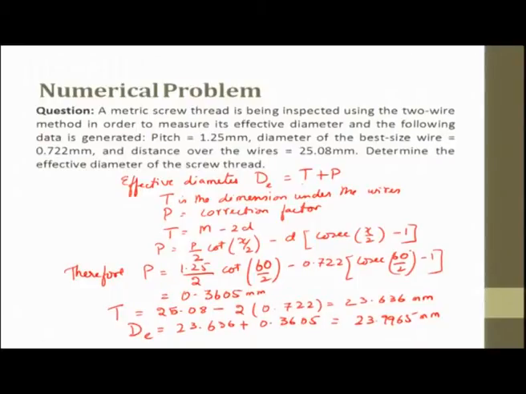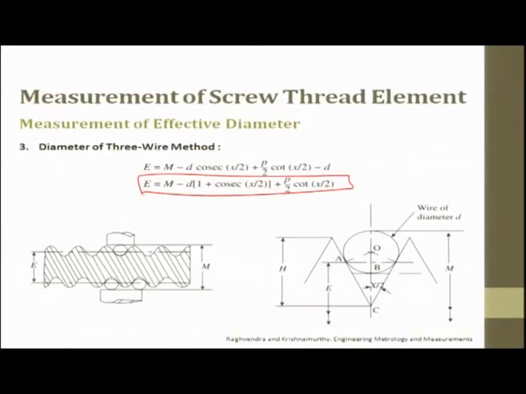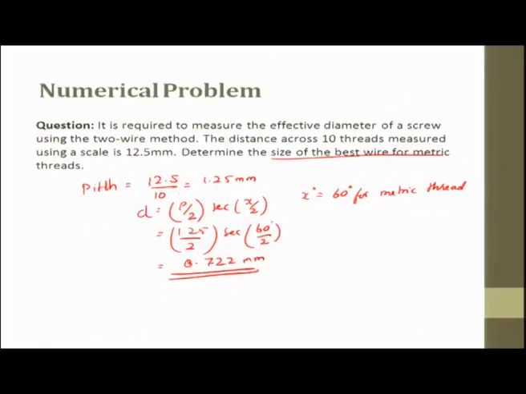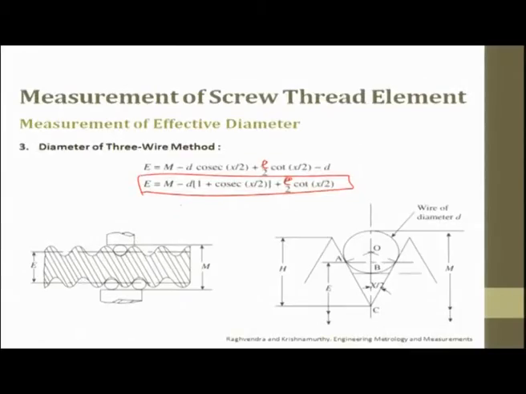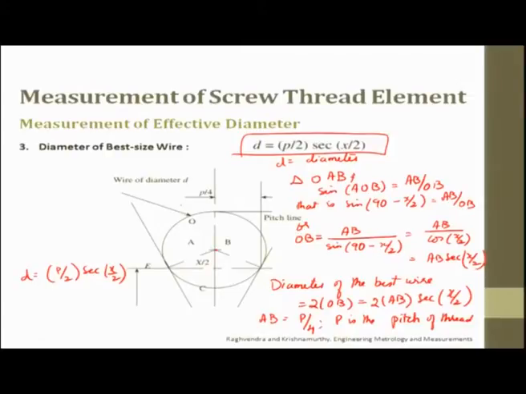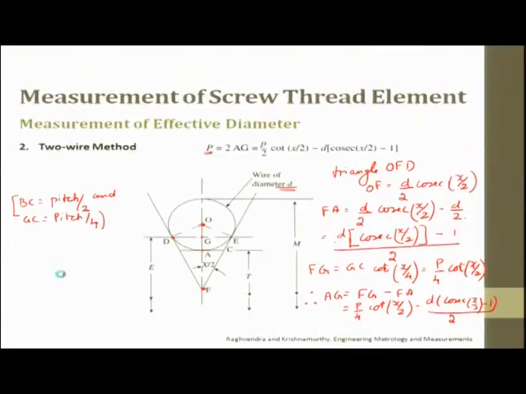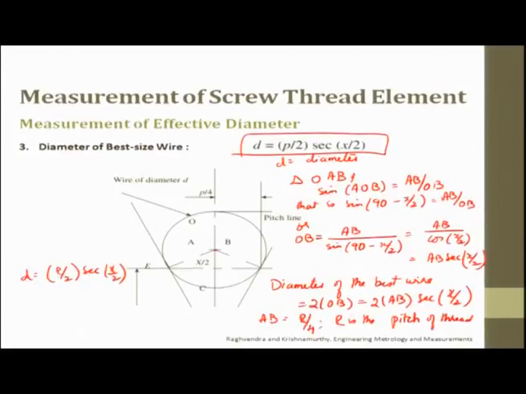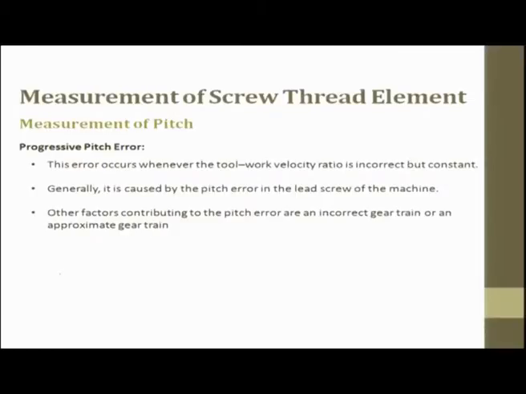Let me put it like this so that you will not get confused. This is P and this is the correction factor. Let me correct it. Now this is a small p, the pitch, and pitch by 2. This is the pitch, small p, and here again the pitch of the thread. So small p is the pitch and big P is the error.